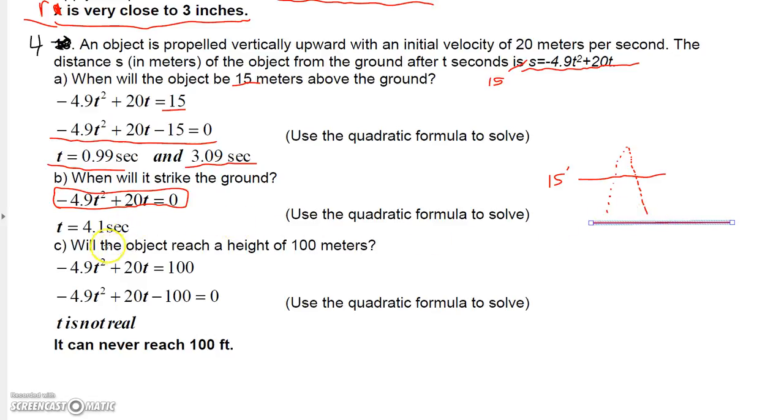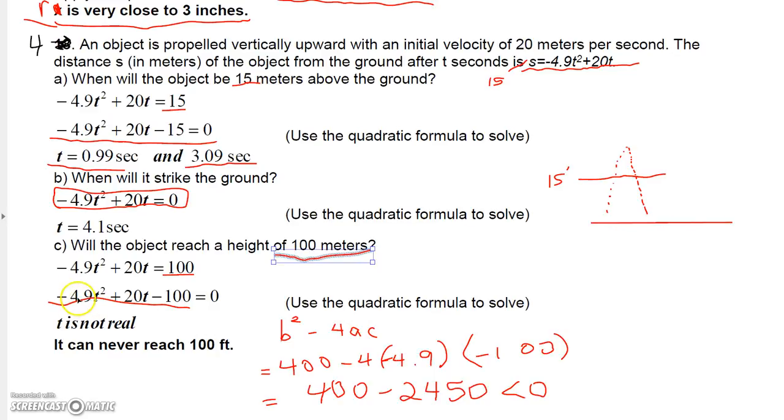And then the next question says, when will the object reach a height of 100 meters? Well, you solve that just like you did part A, but you put 100 in. Now, if you do this, let me show you what's going to happen if you try to solve this. Let me pause the video for just a second and add something. Okay, so A is negative 4.9, B is 20, and C is negative 100.